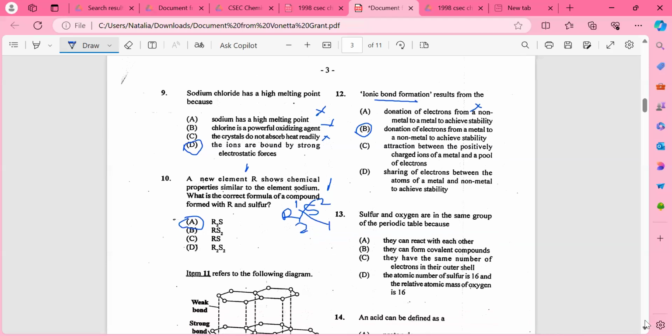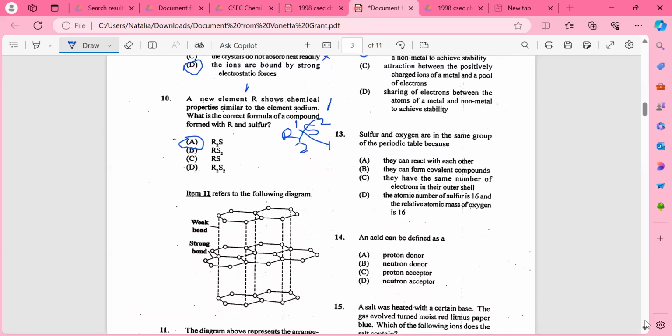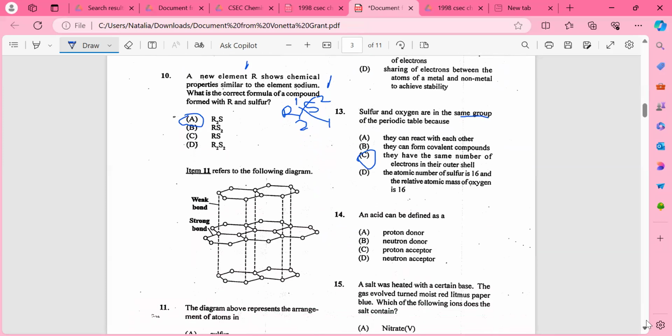Sulfur and oxygen are in the same group of the periodic table. Elements have the same group because they have the same number of electrons on their outer shell. So our answer is going to be C.